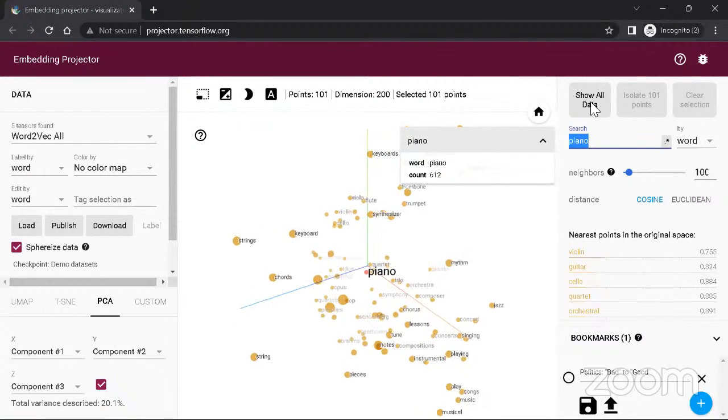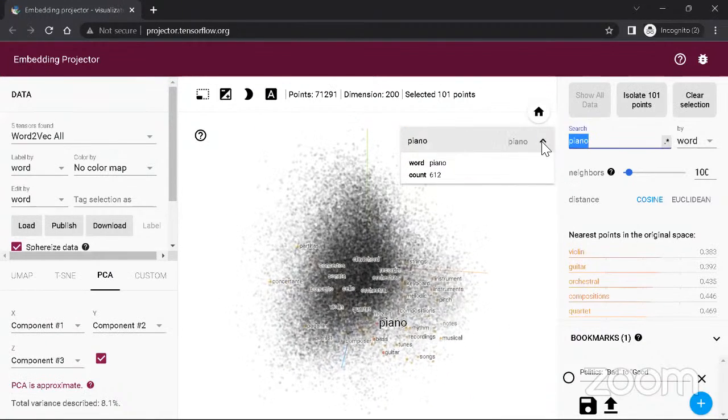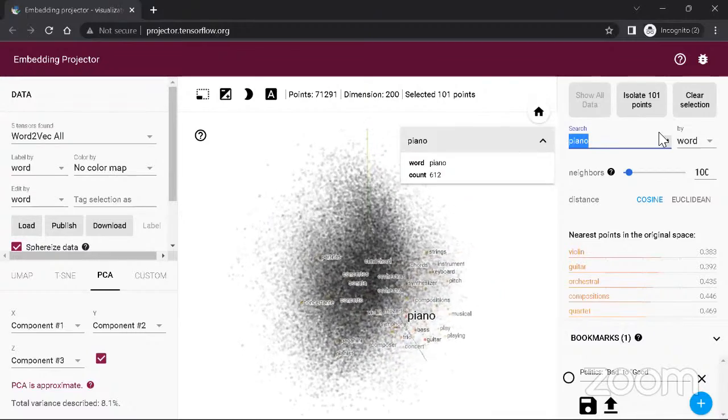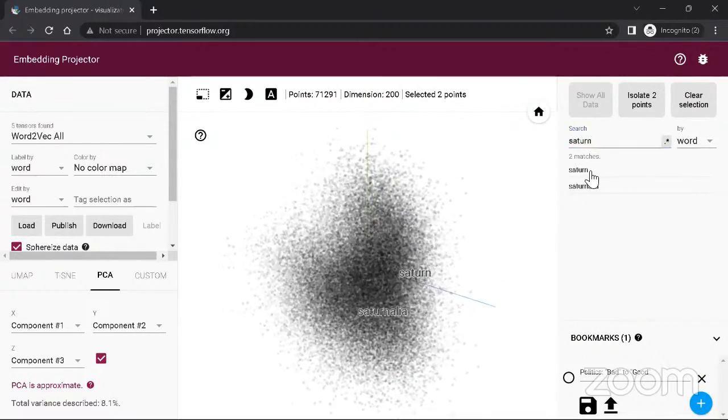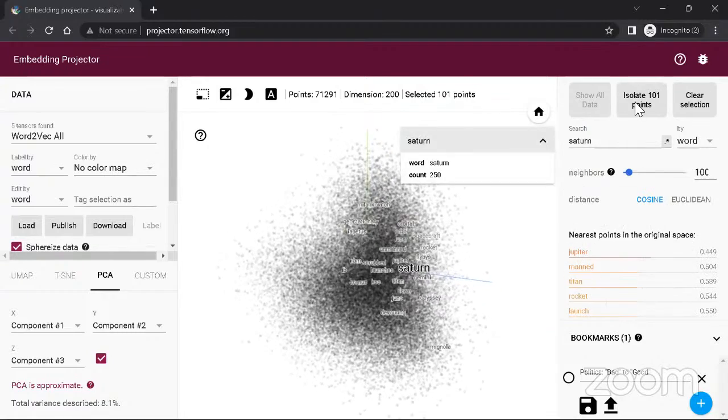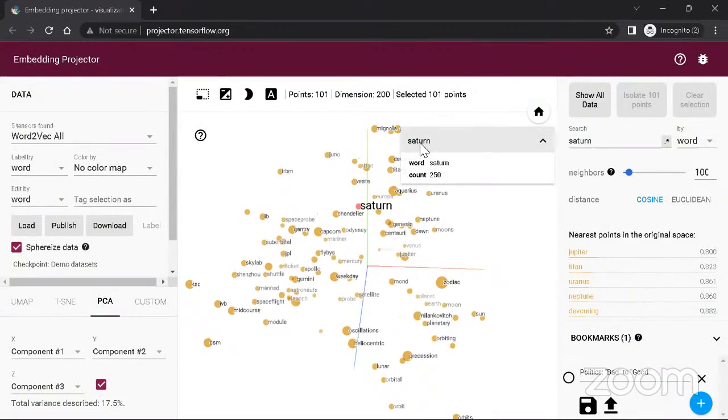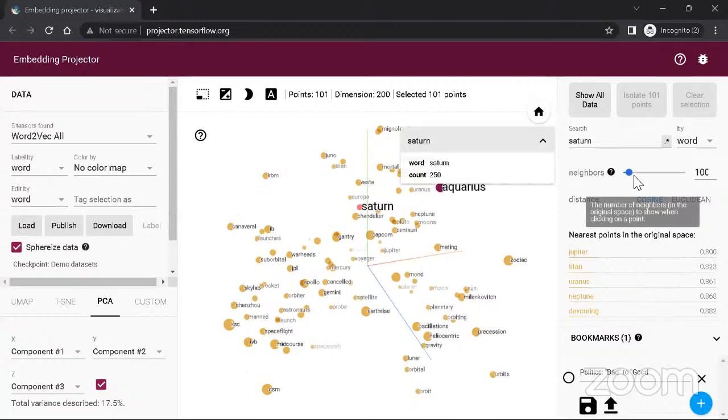We can also go and look at something else. We can maybe look up something called, let's say, Saturn. Saturn is basically a planet. We can look at Saturn, and we want to see all the words that are similar to Saturn. Isolate all these points, and you can see all of these are basically words similar to Saturn.